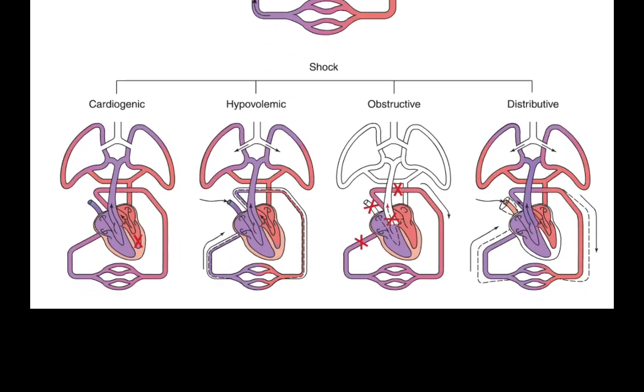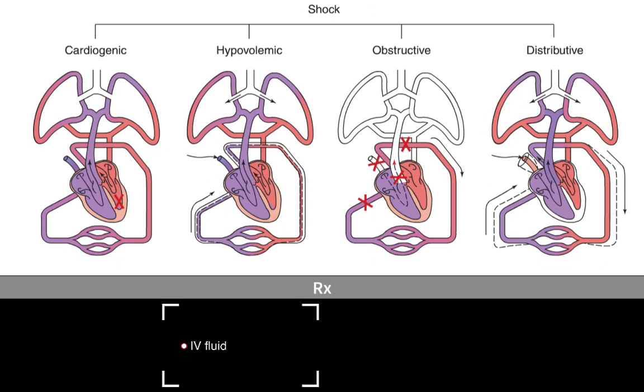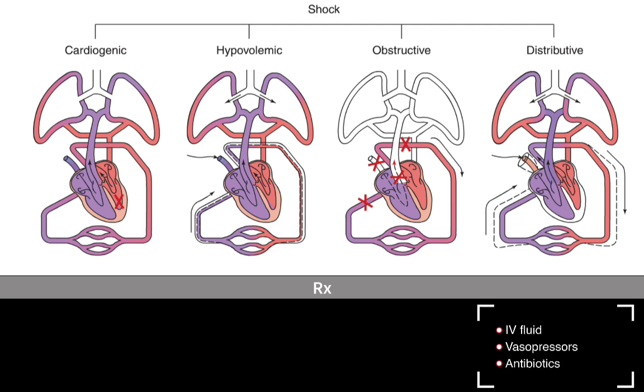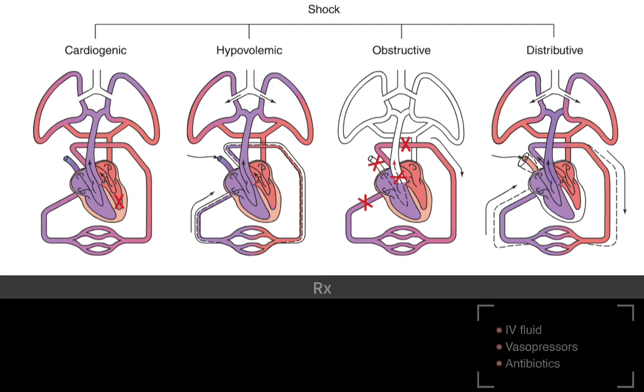Treatment of hypovolemic shock is IV fluid. Cardiogenic shock is treated with vasopressor agents such as dopamine, epinephrine, and norepinephrine. Obstructive shock is treated by resolving the underlying cause. And distributive shock is treated with IV fluid, vasopressors, especially epinephrine for anaphylactic shock, and antibiotics for septic shock.